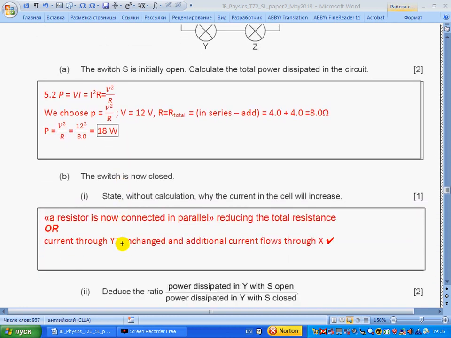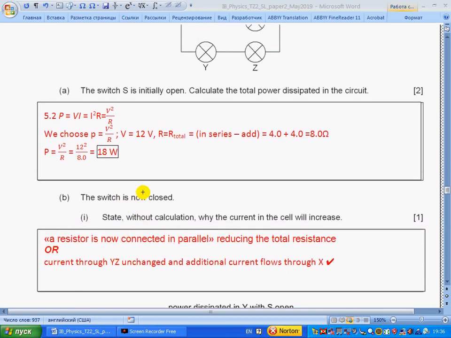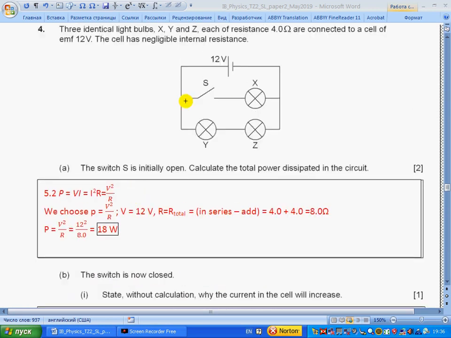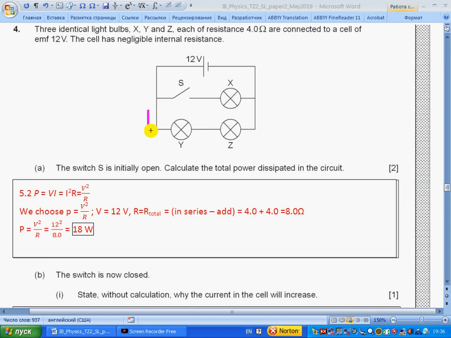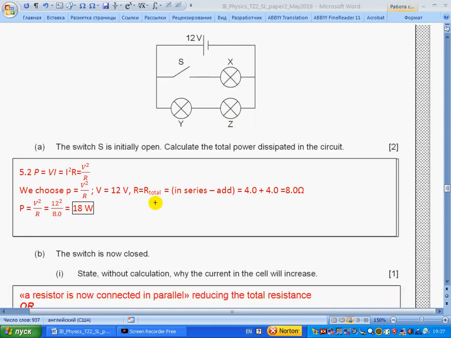The switch is now closed. State without calculations why the current in the cell will increase. So when we close the switch, current through Y and Z will be the same, but additional current will flow through X, and total current through the battery will increase. Or we can say that we connect X in parallel to Y and Z, decreasing total resistance, so power will be increased.